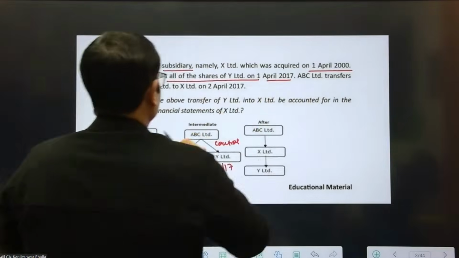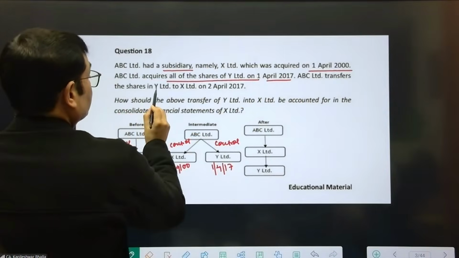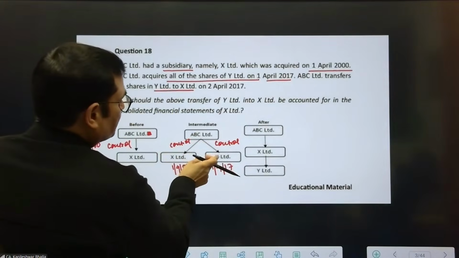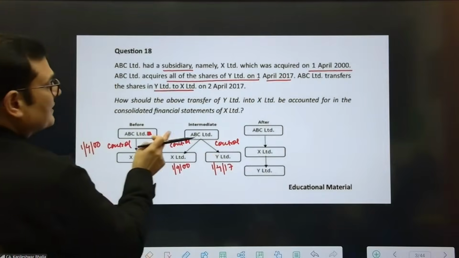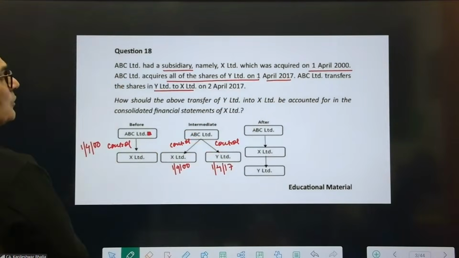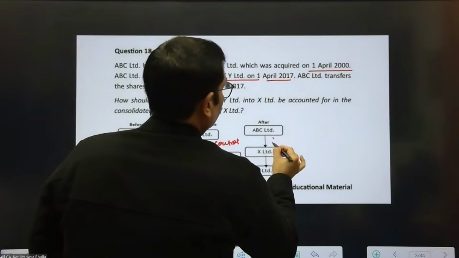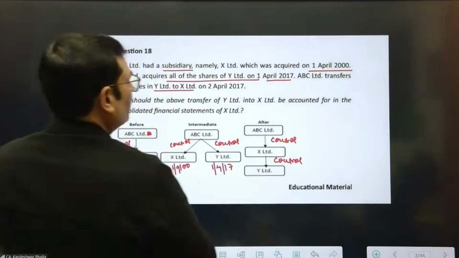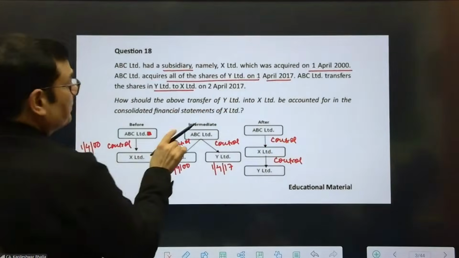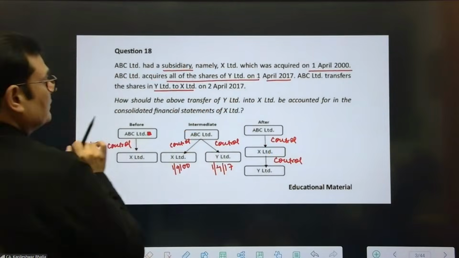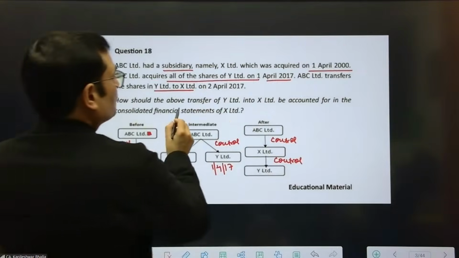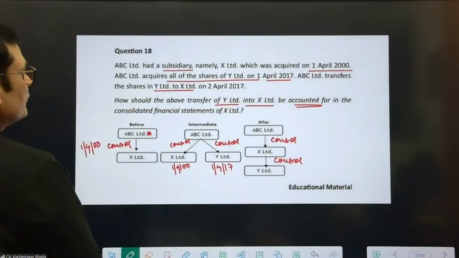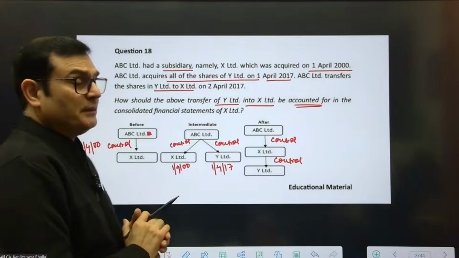Then it says ABC transfers the shares in Y to X. So what ABC does is sell off this subsidiary to X Limited. Once ABC sells the subsidiary Y to X Limited, this is the structure. It becomes a case of a chain, because now company Y belongs to company X, because the parent company ABC sold company Y Limited to X Limited. How should the above transfer of Y into X Limited be accounted for in the consolidated financials of X? Now please watch this carefully.